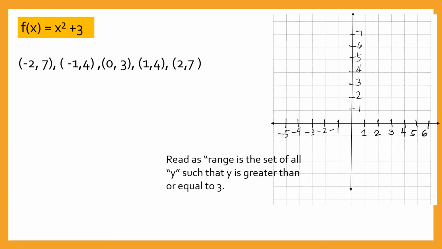Now let's plot the points on the Cartesian plane. So we have here negative 2, 7, negative 1, 4. It's here. We have 0, 3, 1, 4. 1 is x, 4 is y, 2 is x, and 7 is y. Then we are going to connect the points. That's the graph of this function. Now, if you look at the x-axis here, we can assign any values of x.